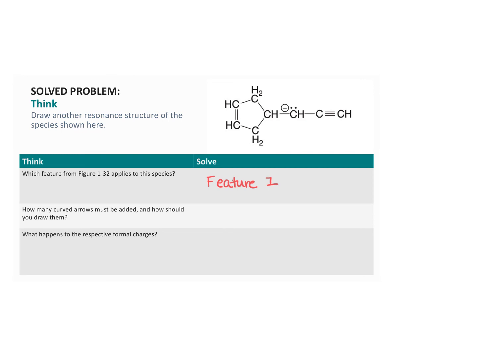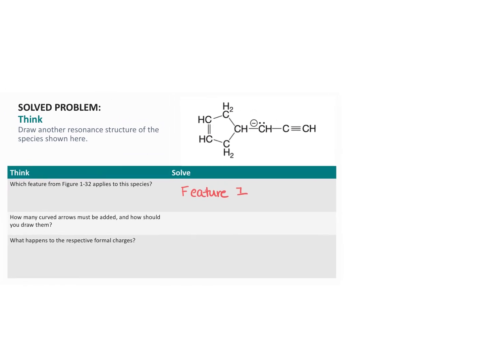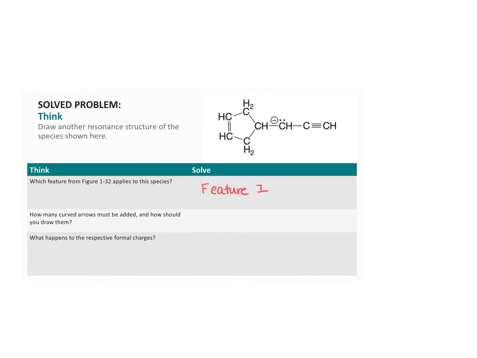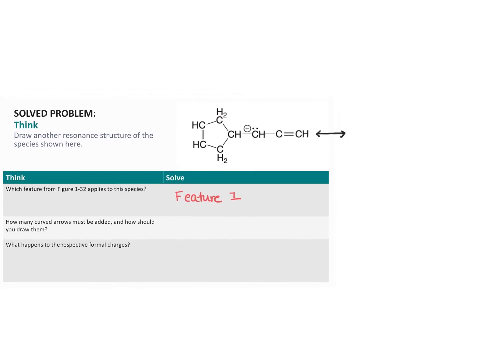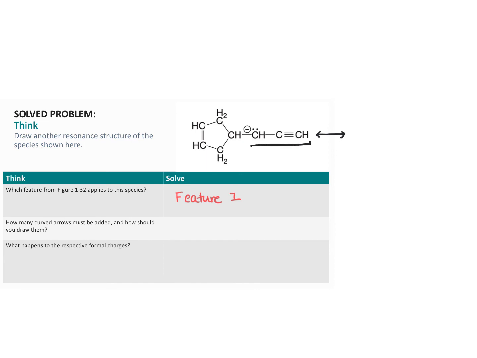Now, the next thing you need to ask yourself is how many curved arrows must be added and how should you draw them? And then you need to figure out what to do with formal charges, okay? So here is what I do. That second step makes me really nervous. And so what calms me before I jump into this is I go ahead and draw my second structure, right? And I know that right here is the only thing that's going to change for this, because that's the part of feature one.